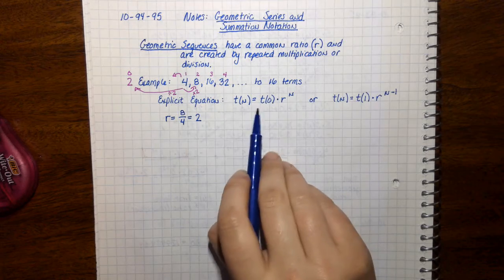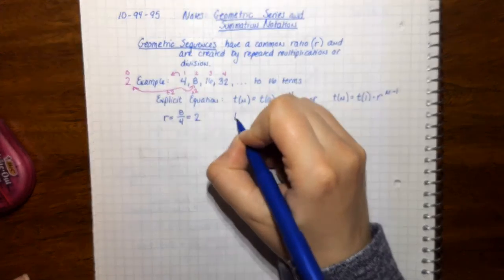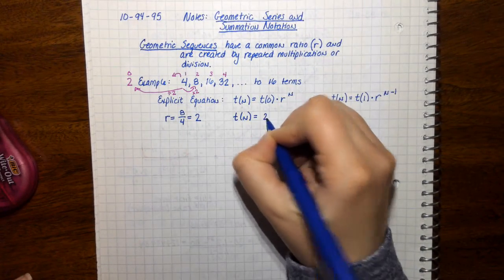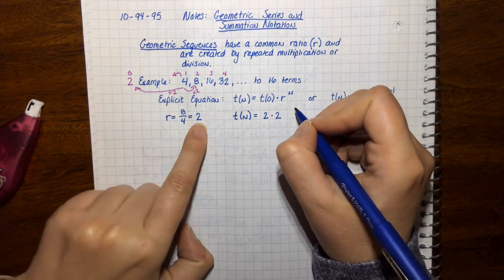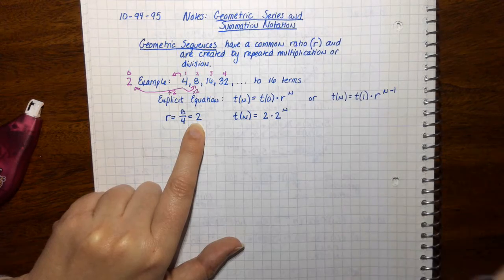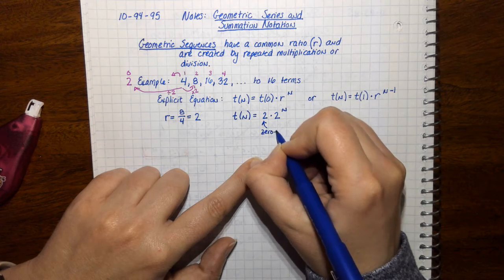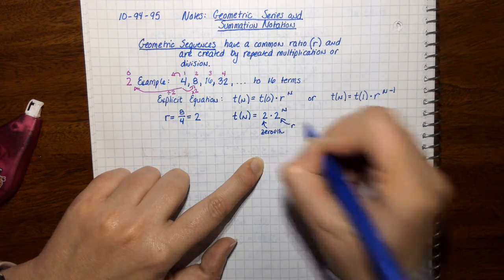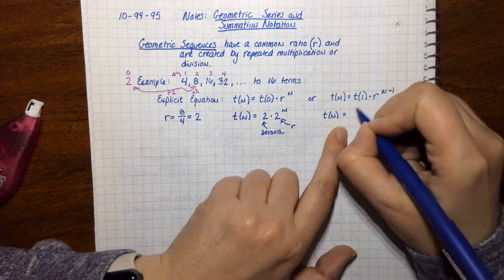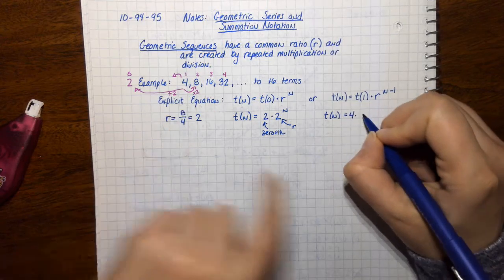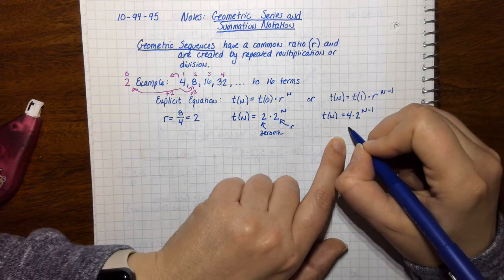Okay, I don't love this because the t of 0 is 2 and r is also 2, but I think we can do it. So t of n equals t of 0, which is 2, that's this 2 in front, times 2, which is this ratio, to the n. Or we could write it in terms of the first term: t of 1 is 4 times 2 to the n minus 1. A little bit less work, but a little bit more complicated here.